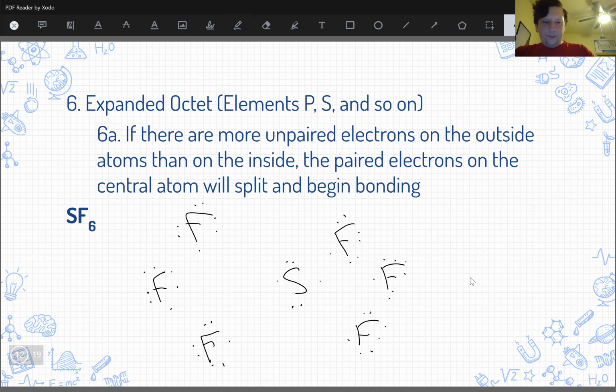Now, as you can tell, we have two pairs of electrons and 2 single electrons on sulfur. But we have 1, 2, 3, 4, 5, 6 unpaired electrons on the fluorine. So each of those electrons on the sulfur are actually going to bond with the fluorines on the outside.